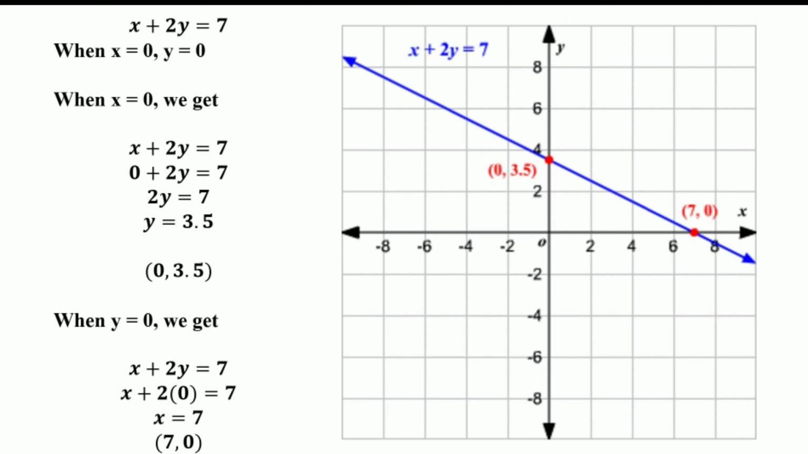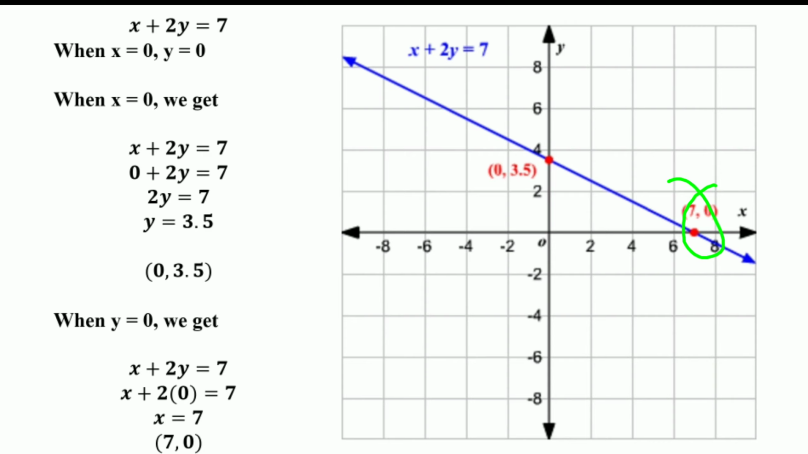Now after getting these coordinates, each pair of x and y values is an ordered pair that can be plotted on the graph. The first ordered pair is 0 and 3.5. So we plot it here: 0 from the origin on the x, and 3.5 on the y, that is, 3.5 units up from the origin. So this is the point. Then the second ordered pair is 7, 0. So 7 units to the right on the x axis and 0 on the y axis, that is here, this is the point 7, 0.